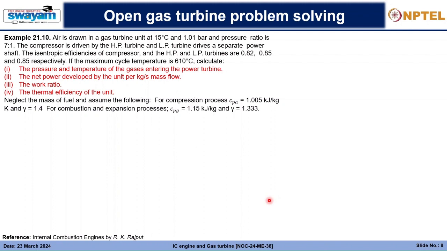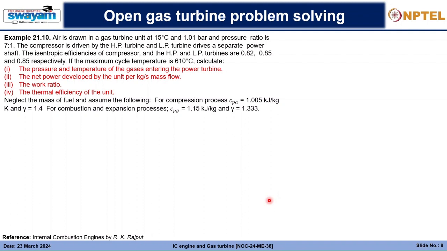So this is the next question. Air is drawn into a gas turbine unit at 15 degrees Celsius and 1.01 bar, and the pressure ratio is 7:1. The compressor is driven by the HP turbine, and the LP turbine drives a separate power shaft. The isentropic efficiencies of the compressor and the HP and LP turbines are 0.82, 0.85, and 0.85 respectively. The maximum cycle temperature is 610 degrees Celsius. Calculate the pressure and the temperature of the gases entering the power turbine.